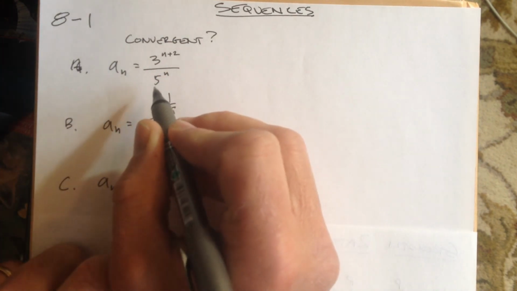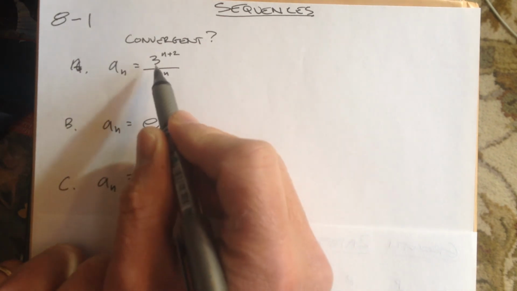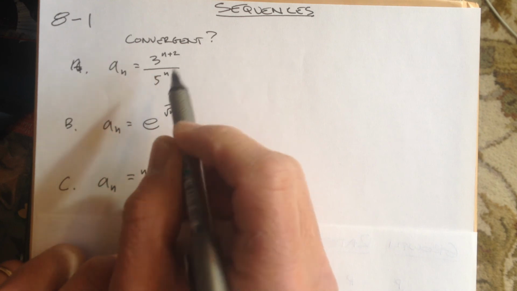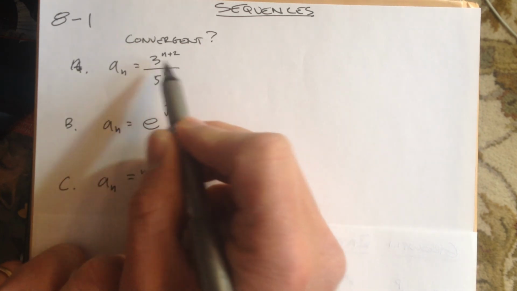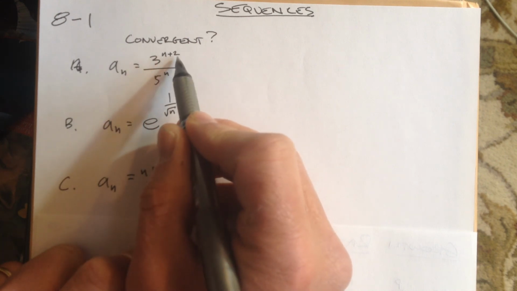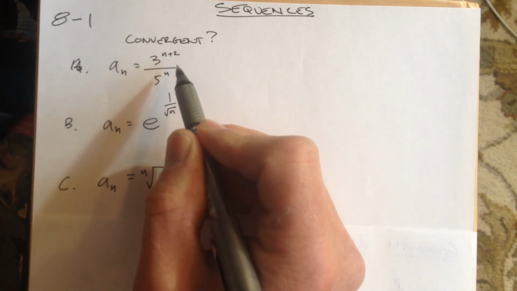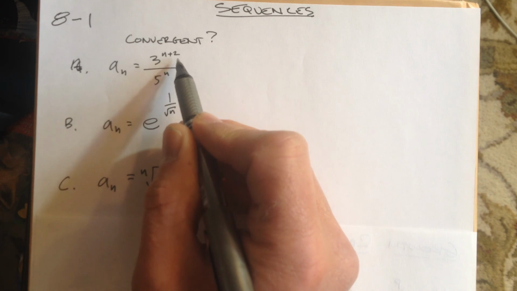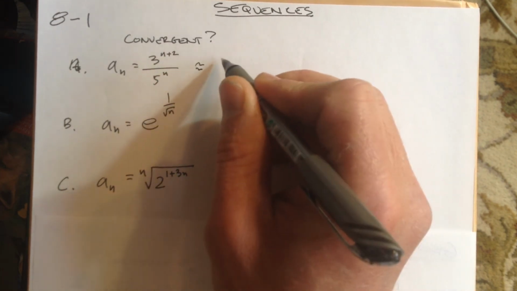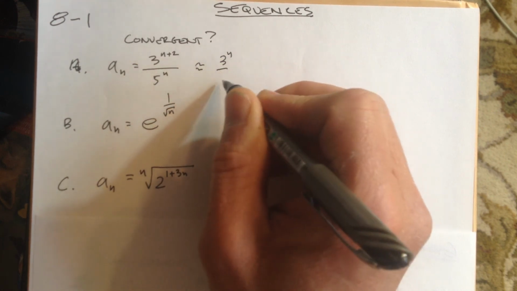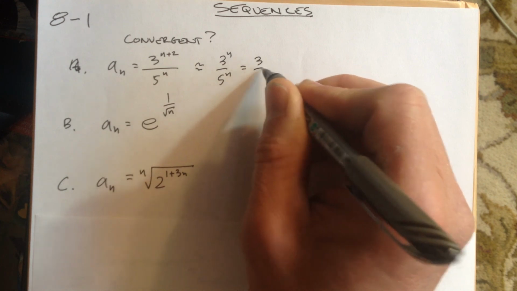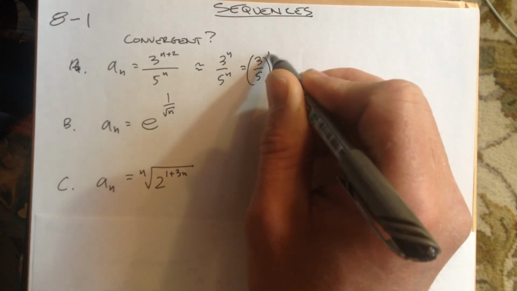So what's happening here? Well, as we look at this, we've got 3 to the n plus 2 over 5 to the n. I think the easiest way to look at this is that we're basically raising two things to this n. This little number here, 2, is not going to amount to a hill of beans when we get bigger and bigger. So essentially, it is 3 to the n over 5 to the n, which is the same thing as 3 over 5 to the n.